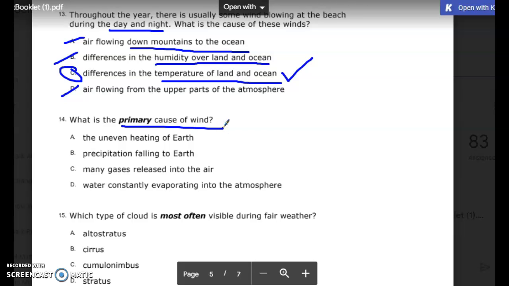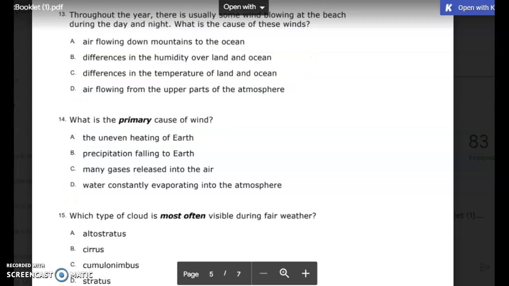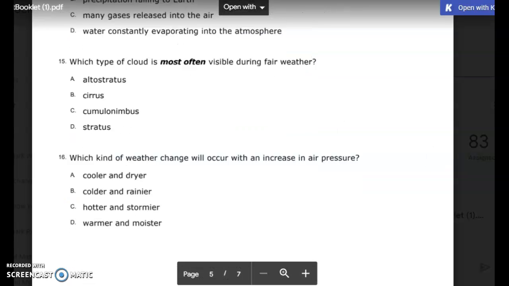You are not allowed to miss this. Hayden, what is the primary cause of wind? I am telling you right now, you can sit there and smile and pat yourself on the back on the EOG when you see that question. It will be there, and you can go, I got that right, and move on, because that is an easy question. Uneven heating of the Earth's surface. Rocking on and moving on, because that is not a difficult question at all.